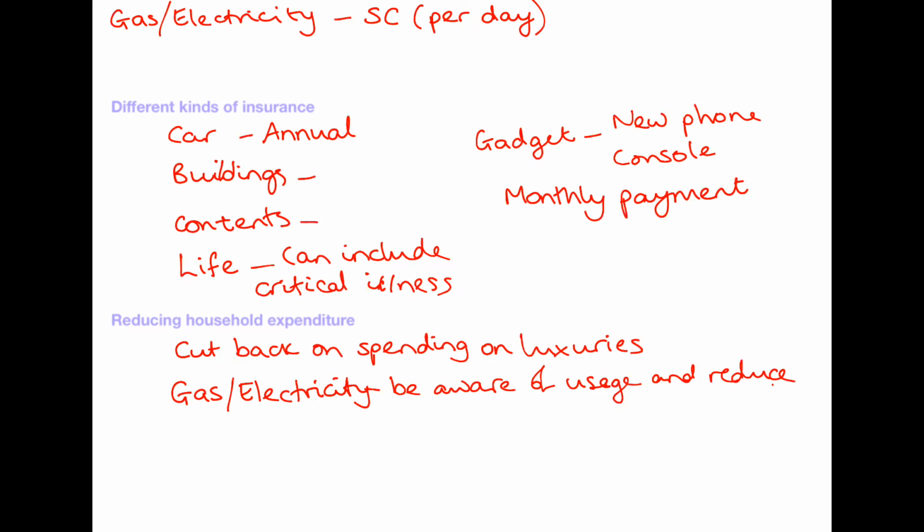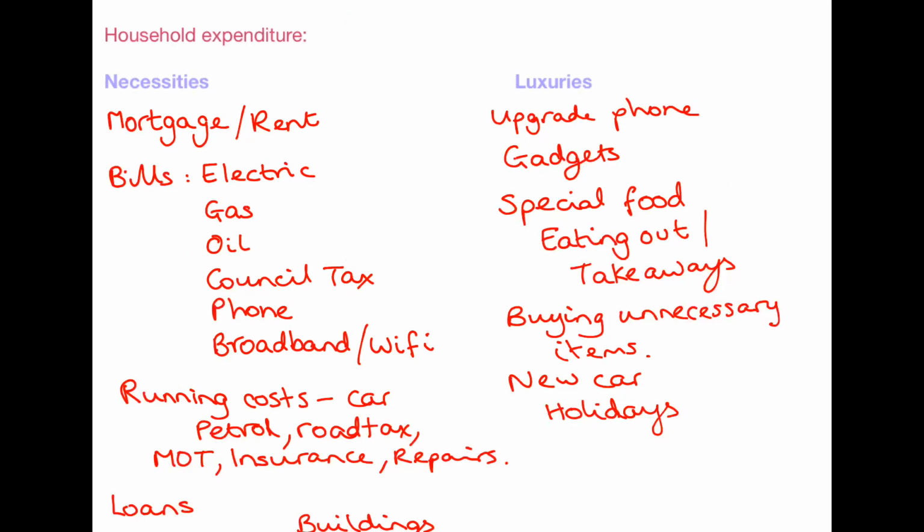Okay, so that's really all we wanted to say about household expenditure. It's that some of what we spend, you don't have any choice about. You have to pay for these things. These are the things that you can have if you can afford them. And sometimes, if we're careful enough with these things and we shop around and we get our insurance as cheap as we can, etc., then that leaves us more money for luxuries.